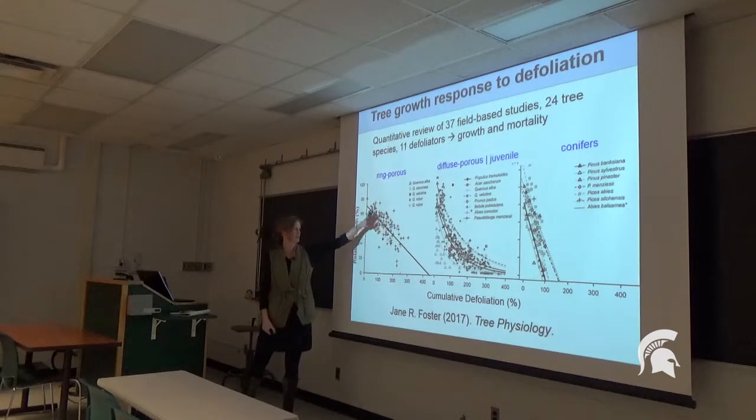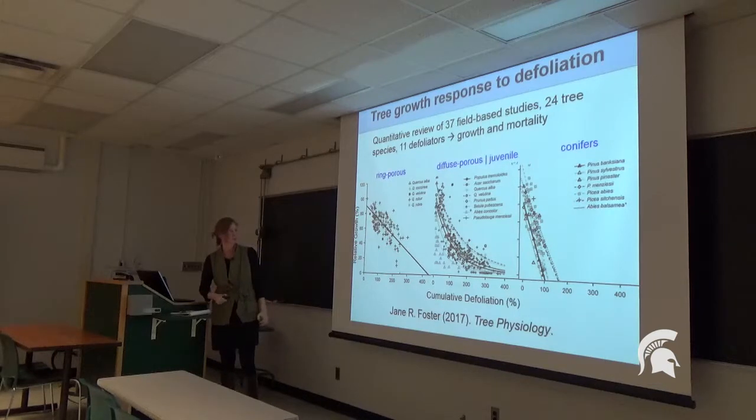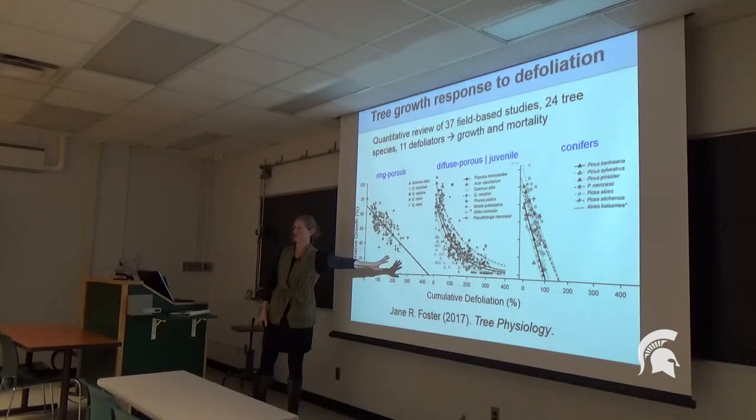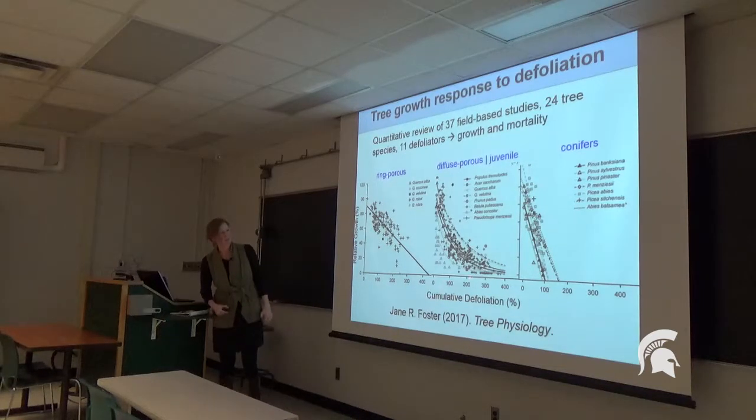So oak species that are ring porous seem to have a linear response to defoliation, but it was a slow change in growth. They don't stop growing completely when they're completely defoliated. Whereas a number of other species, these are diffuse porous, and some conifers, would decrease their growth more rapidly. If you have 100% defoliation here, a lot of these species are at 20 to 40% of growth, and then they level off because you can't have negative growth.